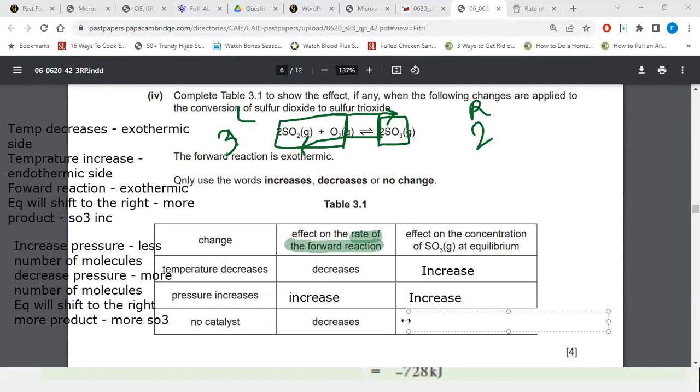For the catalyst, it doesn't affect the equilibrium, but it does affect the rate. Yes, exactly. It affects the speed of both the forward reaction and the backward reaction. Since it's affecting both the forward one and the backward one, equilibrium doesn't change. So there will be no change, or no effect, right? So that's our table that we completed.